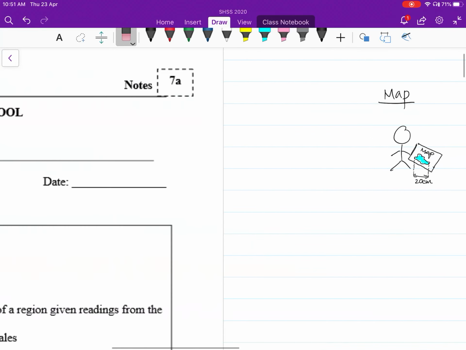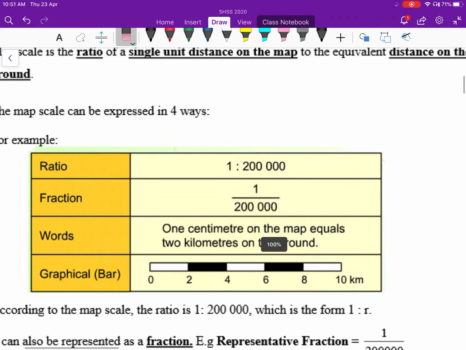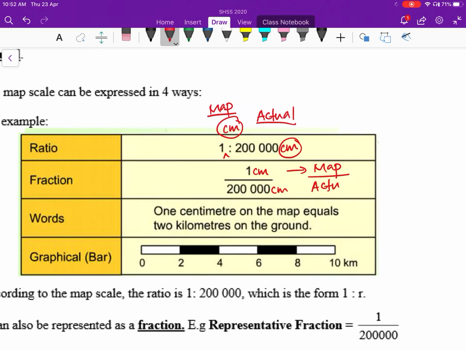Now, there are a few ways of representing the scale on the map. They can be expressed in 4 different ways. The first way is very simple: 1 cm is to 20,000 cm. On the map they won't tell you it's cm, but it's always cm. On the left hand side is always the map, and on the right hand side is always the actual. It can also be represented as a fraction, where the top is cm for the map, and the bottom is cm for the actual.